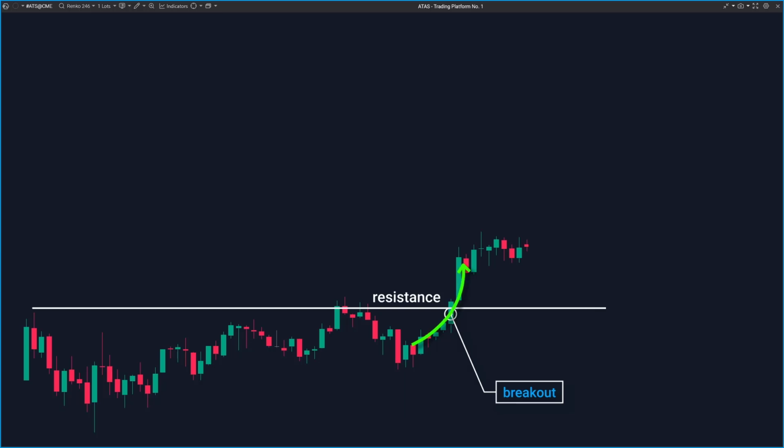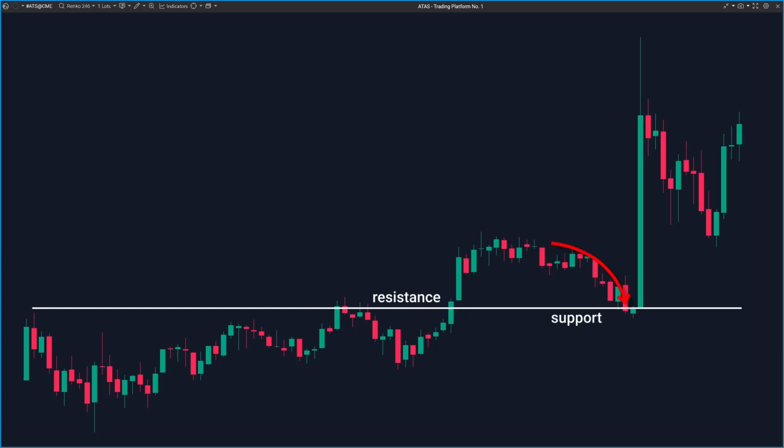The third type is the flip trade, where the price breaks a level and then comes back to retest it from the other side. In this case, traders usually wait for a candle to fully form below or above the broken level, confirming the retest. This helps improve the chances of a successful trade.